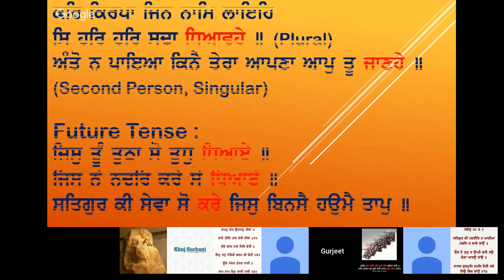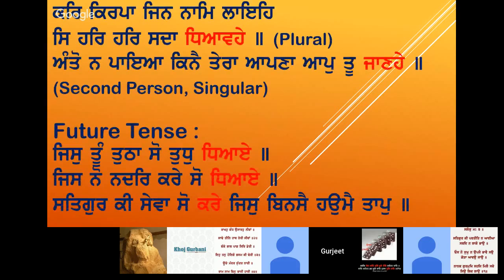Now we'll have some examples like kari kirpa jin naam laaye se har har sada tyave. So both of them are plural. So this la has been used here. The haha on the top is also for plural, and la is also being used with the haha or with the la to indicate a plural case. Anto no paya kine tera apna aap tu jaan hai. So here it's a second person and a singular. This is indicated to Puran Brahm.